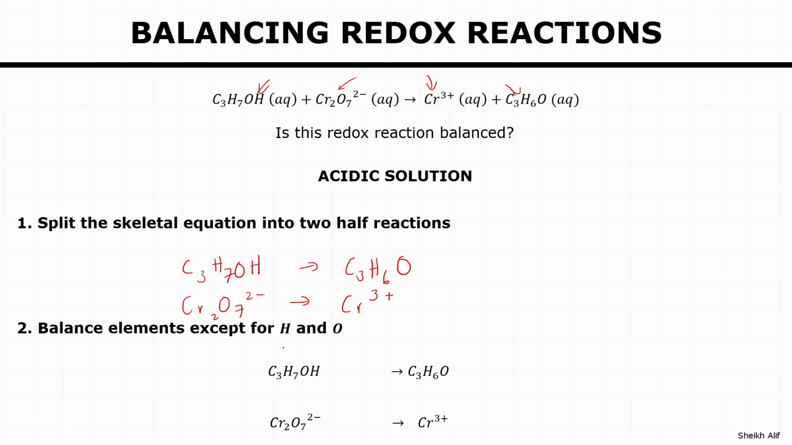The second step is to balance all the elements except for hydrogen and oxygen. So if you look at the first half reaction here, the carbon is the only element except for hydrogen and oxygen. And there's 3 carbons on the left, 3 carbons on the right. So this is good as is. If you look at this one though, the chromium, there's 2 chromiums on the left-hand side, but only 1 on the right-hand side. So let's add a coefficient of 2, and that's the second step complete. It's to balance all the elements except for hydrogen and oxygen.